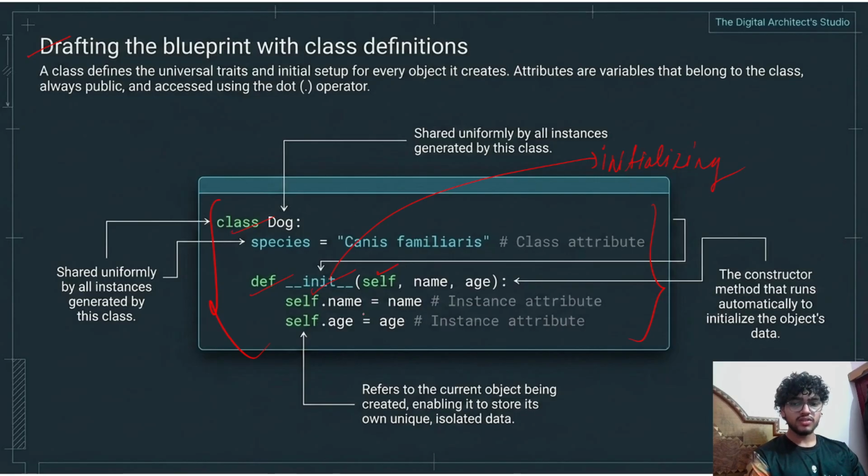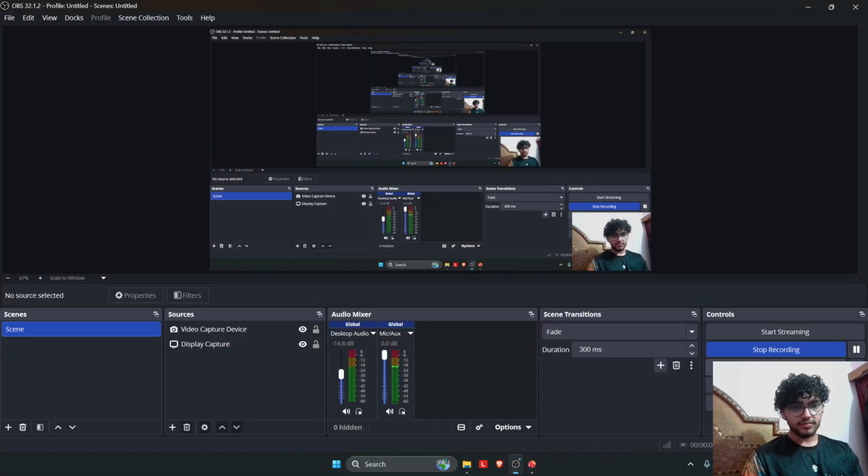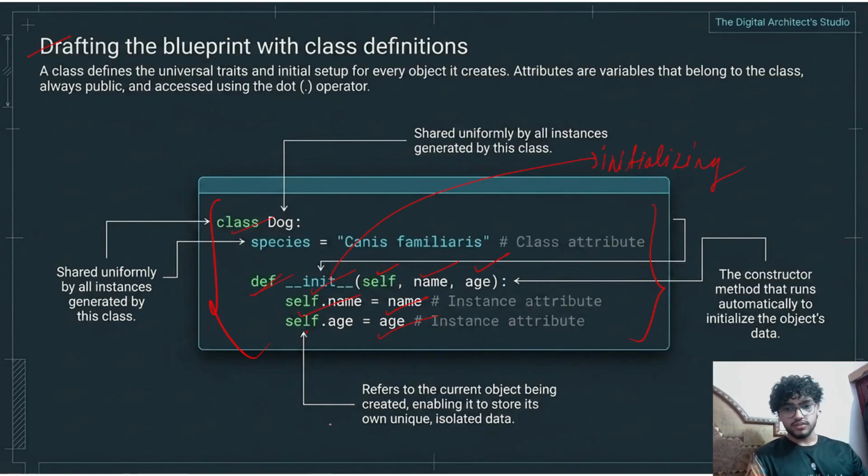I'll show it in code. So, name and age. Self.name equals name. So you are creating an instance of a class. That means you have initialized self.name as the value of name and self.age as the value of age. This part is called the constructor, the init part. Self refers to the current object being created, enabling it to store its own unique, localized, isolated data.